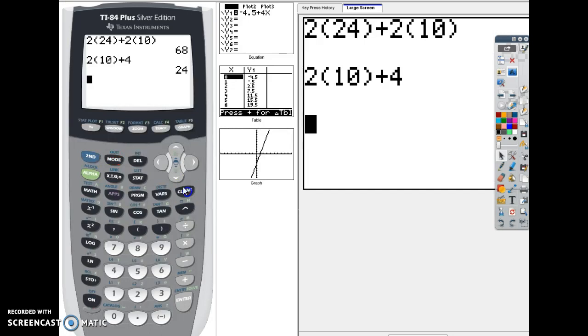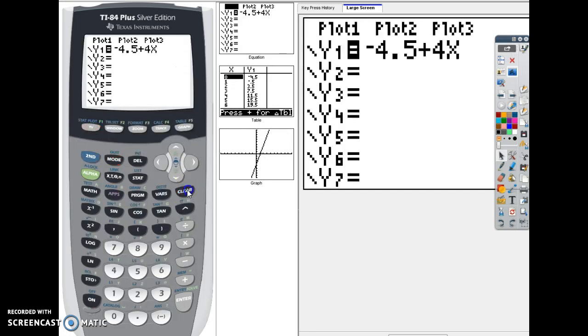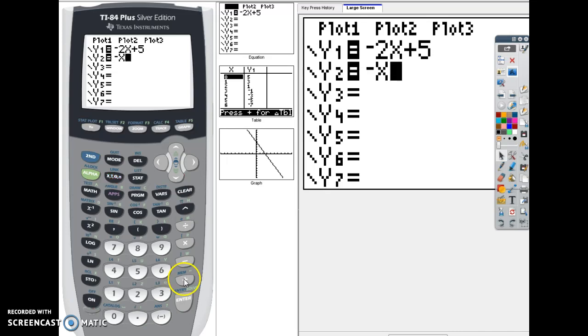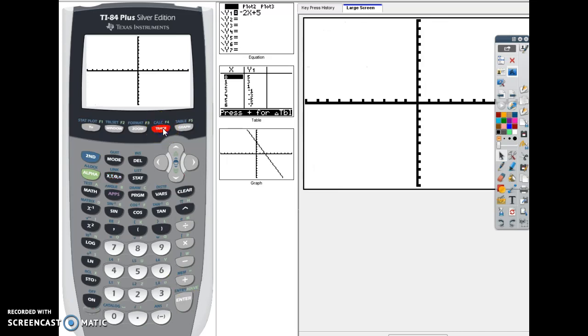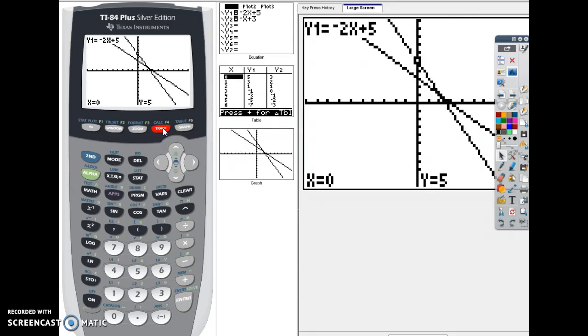So go to the calculator, y equals, and we're going to put both equations in there. The first equation is negative 2x plus 5. And the second equation is negative x plus 3. Do trace and make sure that you can see the intersection on the graph first. If you don't see it, you're going to have to make it bigger because second trace 5 won't work. So I see that the intersection's right here.